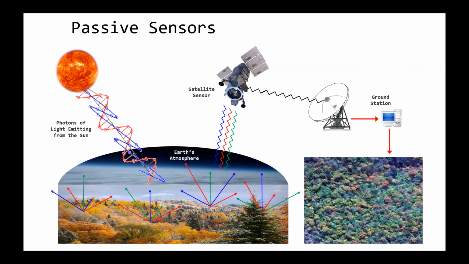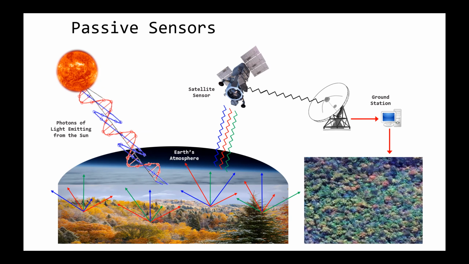This is a cool little graphic I put together that shows the basic workflow of how a satellite collects imagery, specifically a passive sensor, which I described previously. As you see on the left, the sun is emitting photons of light. That light travels down, hits the objects on the surface of the Earth, whether that be trees, water, man-made objects, what have you, and that light is then reflected back off of those surfaces into the Earth's atmosphere. And satellite sensors collect that information.